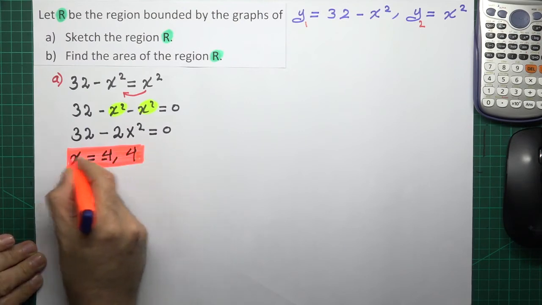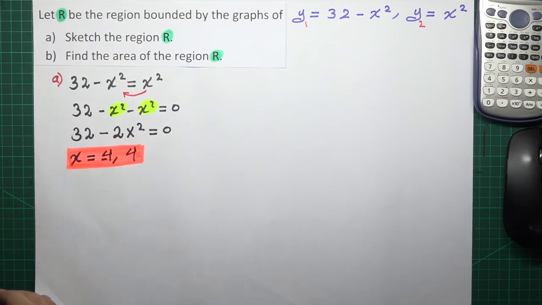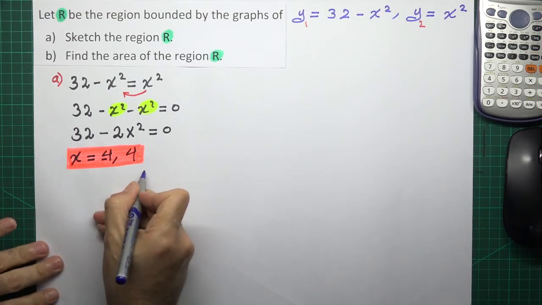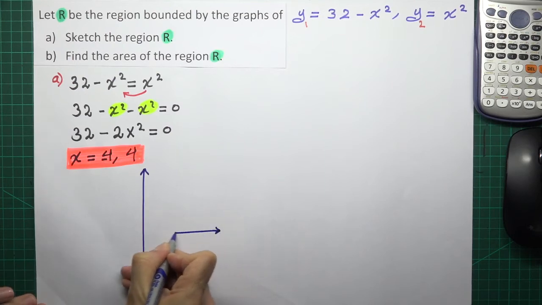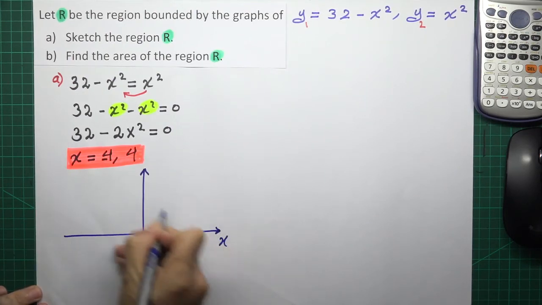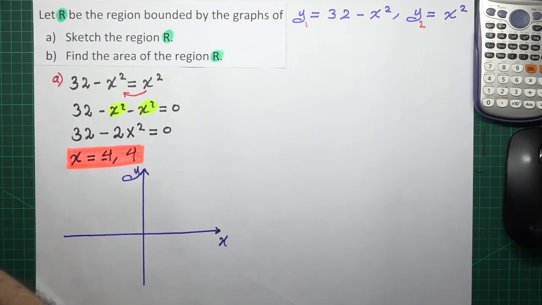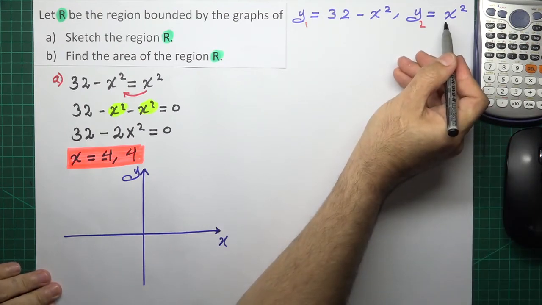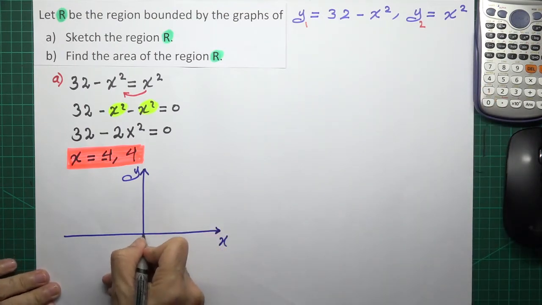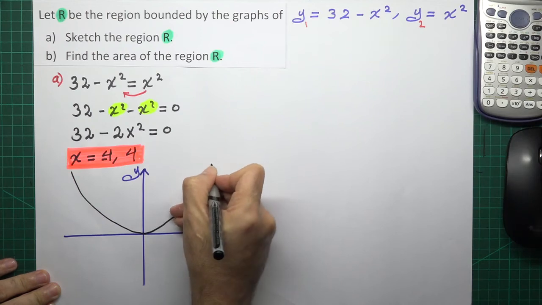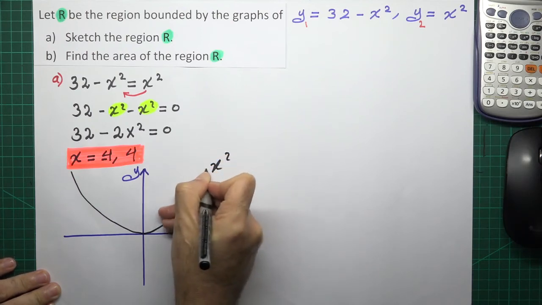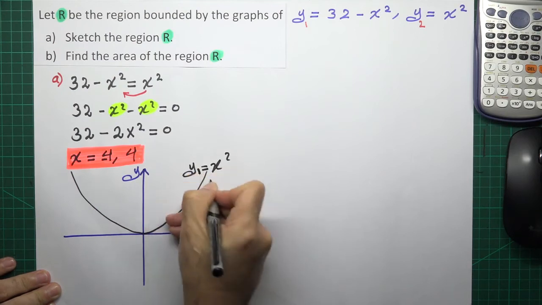Now students, I will sketch y1 and y2 in the xy plane. This is x, this is y. I will start with the easiest one ever, and the easiest one is x squared because it is a parent function. I advised in the previous video to try to remember this graph, x squared, and this is y1.